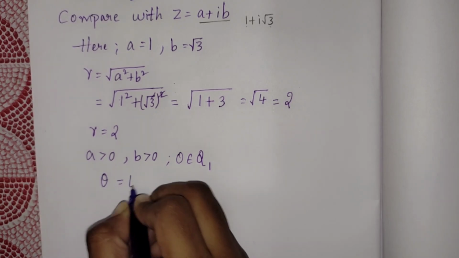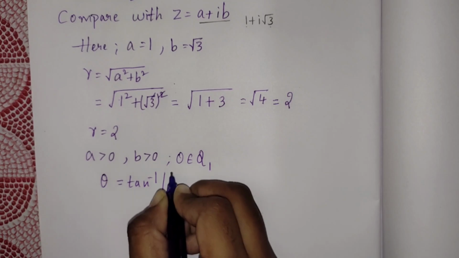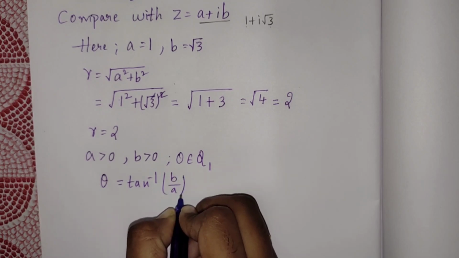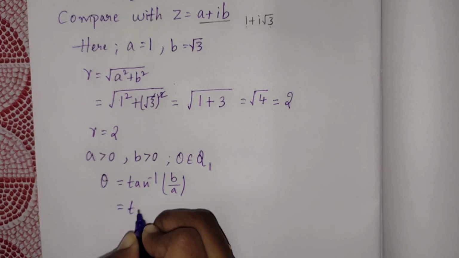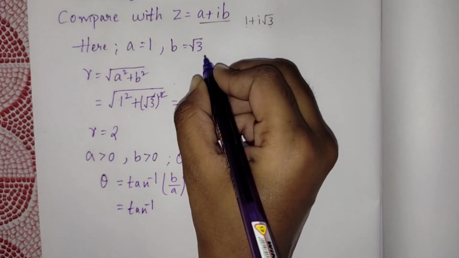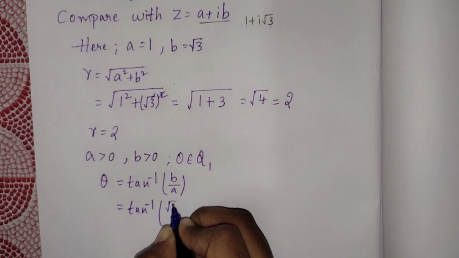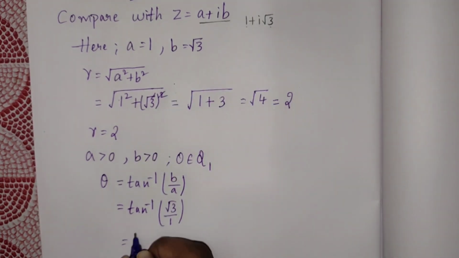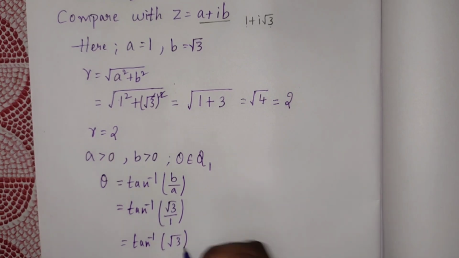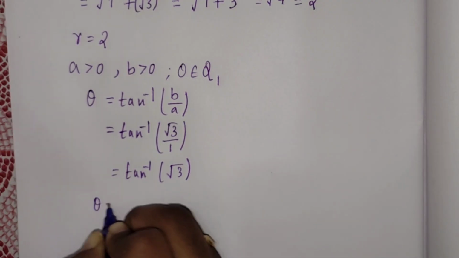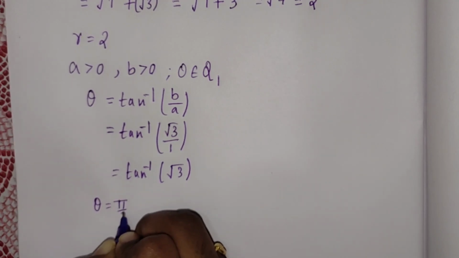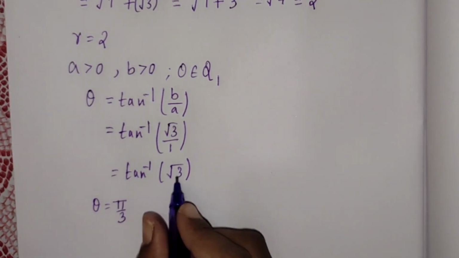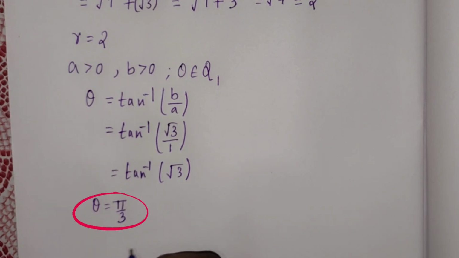Theta equal to tan inverse of B by A is equal to tan inverse of B means root 3. Root 3 by A means 1 by 1. Tan inverse of root 3 by 1 is equal to tan inverse root 3. Theta equal to pi by 3. Tan inverse root 3 value is pi by 3. Theta equal to pi by 3.